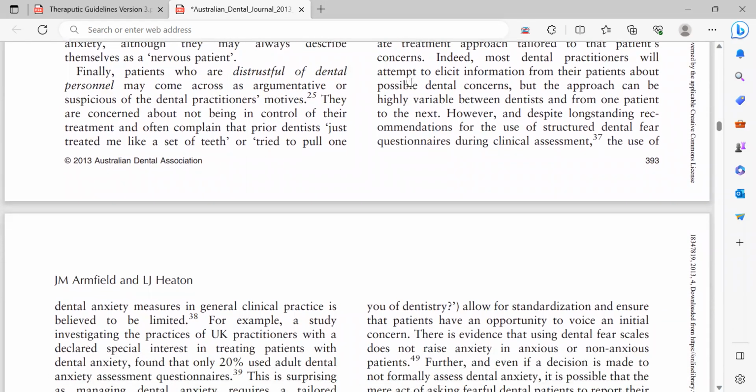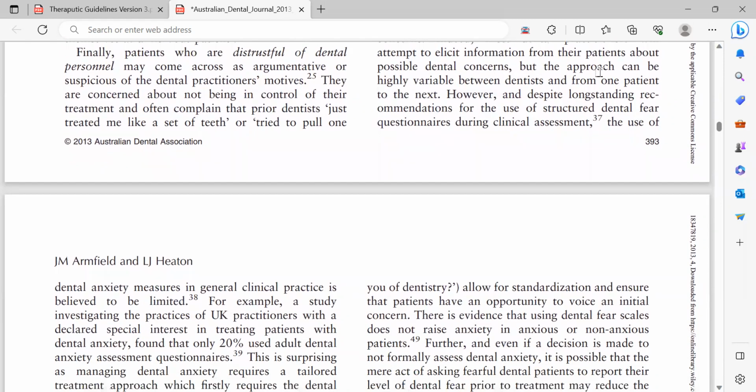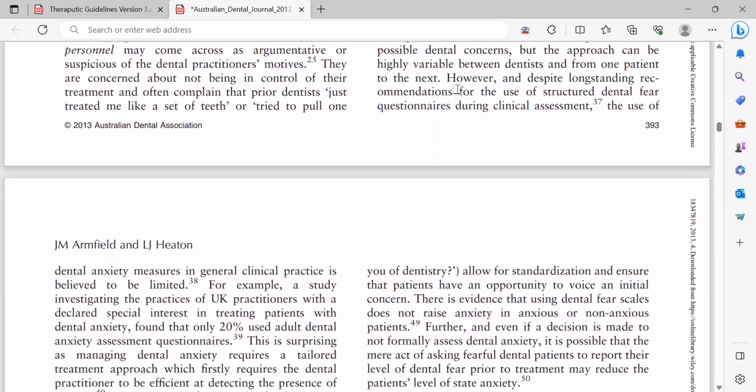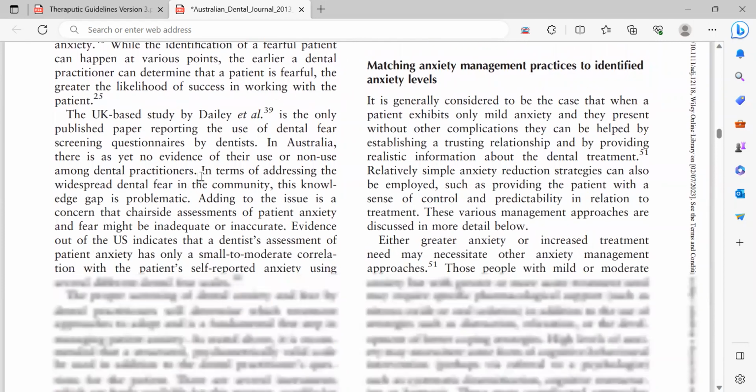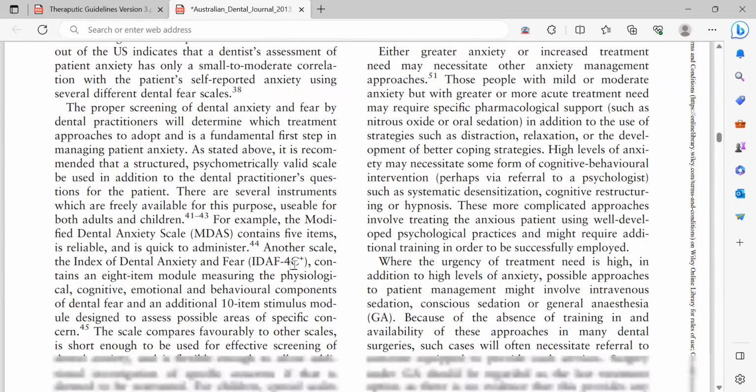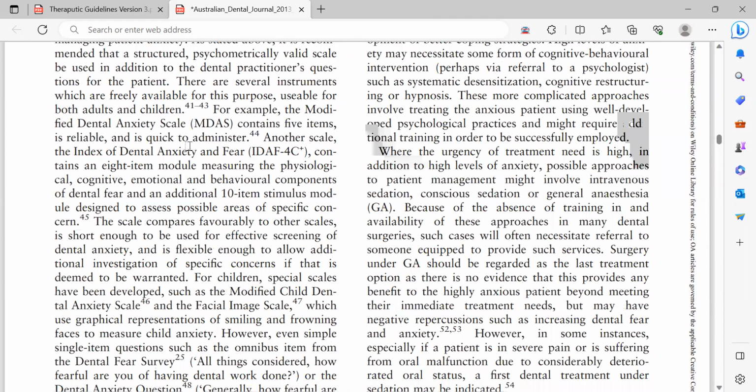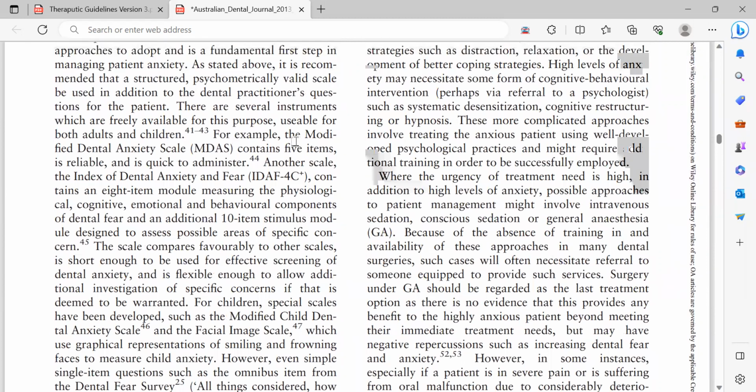Indeed, most dental practitioners will attempt to elicit information from their patients about possible dental concerns, but the approach can be highly variable between dentists and from one patient to the next one. So here you just need to inquire about their anxiety, and there are some scales. One scale is the Modified Dental Anxiety Scale. It contains 5 items and is reliable and quick to administer. So you can measure how fearful your patient is.